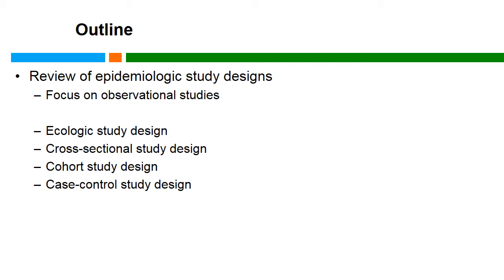What I'm going to do is briefly review all the study designs and then go in depth on ecologic, cross-sectional, cohort, and case control studies. And we'll talk more in depth on the advantages and disadvantages of each of those and briefly review the analytical approach to estimating the associations between your exposures and disease in those studies.